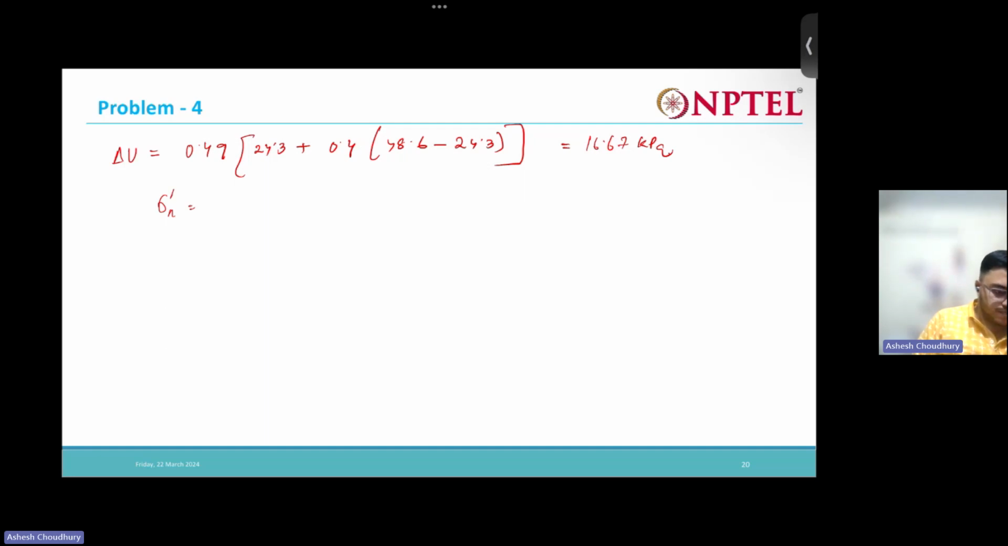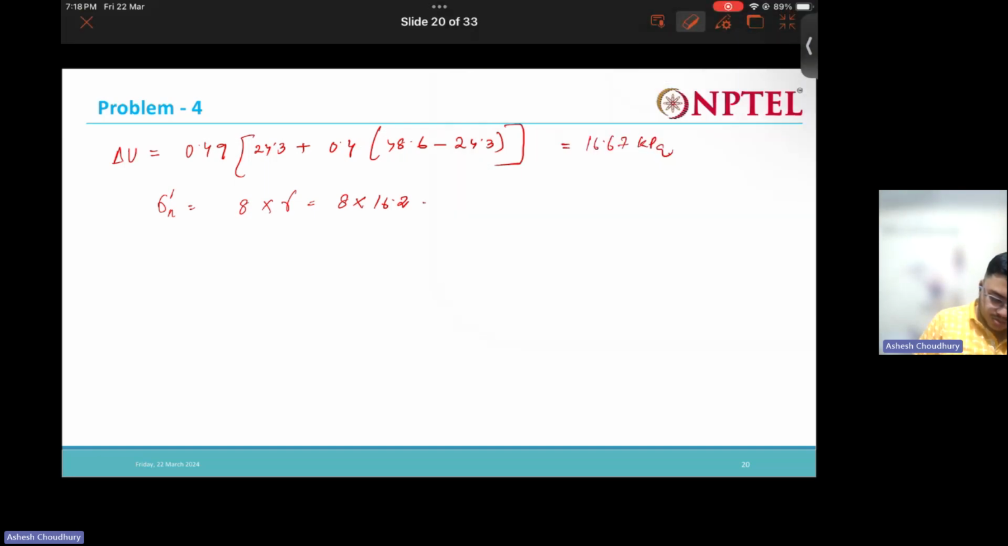Normal effective stress minus the pore water pressure. This is the total stress minus the pore water pressure, that is given as the vertical effective stress. Done. So we got this finally.